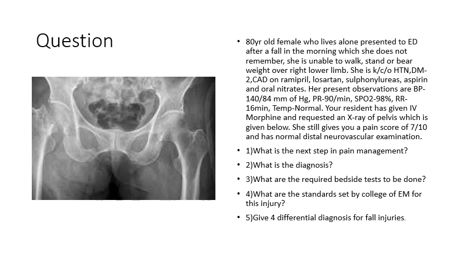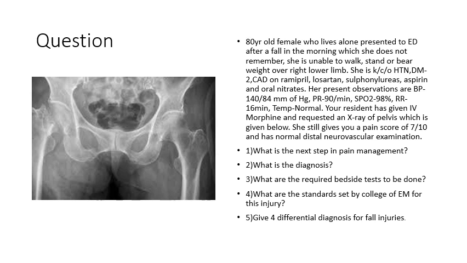An 80-year-old female who lives alone presented to ED after a fall in the morning which she does not remember. She is unable to walk, stand or bear weight over the right lower limb. She is a known case of hypertension, diabetes, coronary artery disease on ramipril, losartan, sulfonylureas, aspirin and oral nitrates. Her present observations are BP 140/84, pulse rate 90, saturation 98, respiratory rate 16, temperature normal.